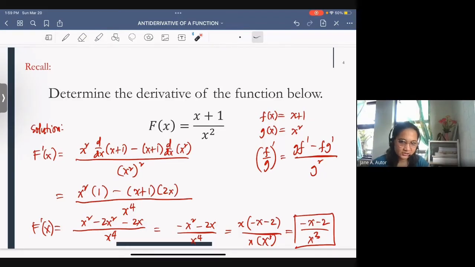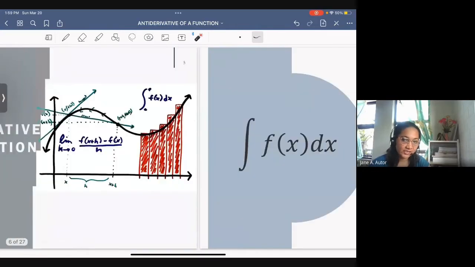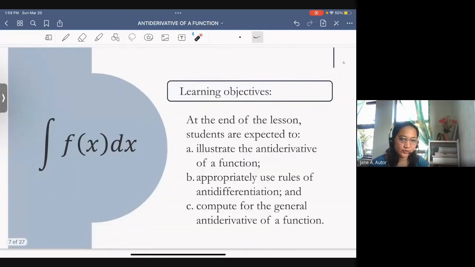Now that we are done recalling the differentiation rules using these given functions, let us go to the antiderivative of a function. For this video, we are going to have three objectives. Letter A, illustrate the antiderivative of a function. Letter B, appropriately use rules of antidifferentiation. And letter C, compute for the general antiderivative of a function.